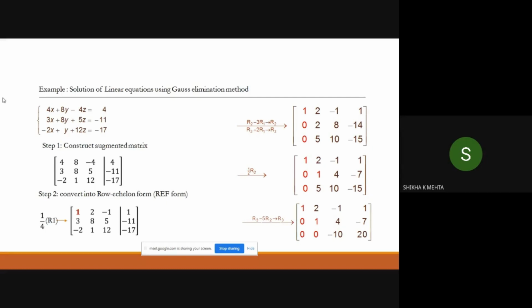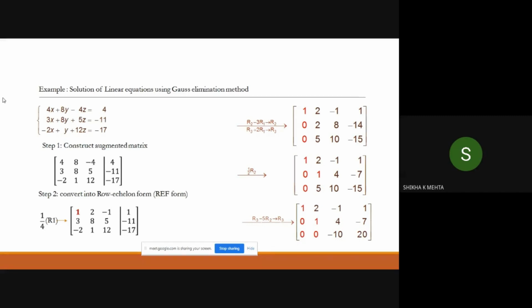Similarly, for making the cell value, this is 3, 1, 2, zero, what do we do? R3 is equal to R3 plus 2R1. Because minus 2 already has a negative sign, when we multiply row 1 by 2 and then add it, it will become 2 minus 2 equal to 0.